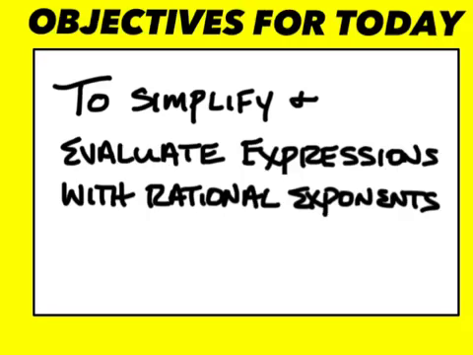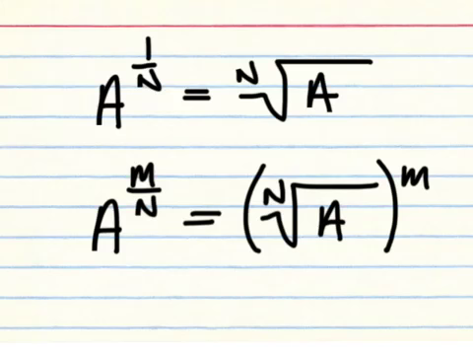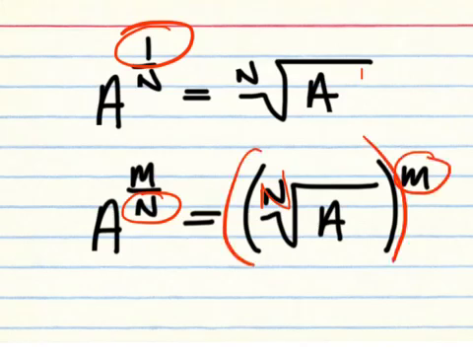To simplify and evaluate expressions with rational exponents. These are two general rules you need to know. If you have a fractional exponent, the denominator is the root, and then the top number is the exponent. Such as if you have a to the m over n power, then your n is the root to the left of the radical, and then the m is the exponent of the result of all of this. We will do some practice on this now.